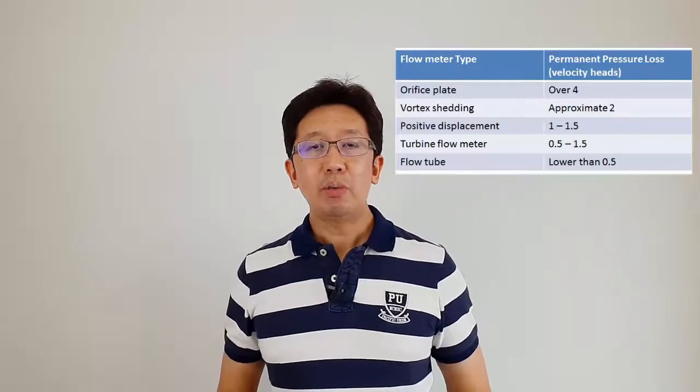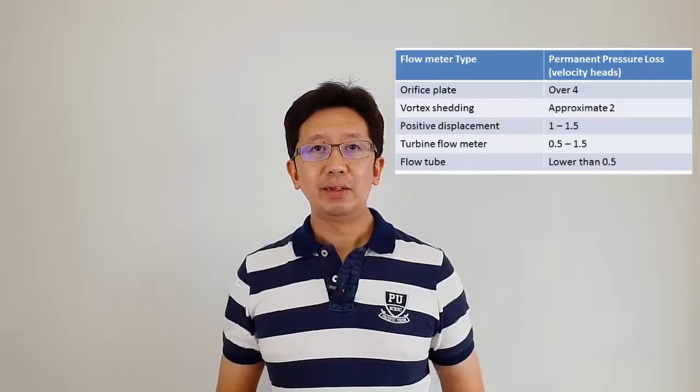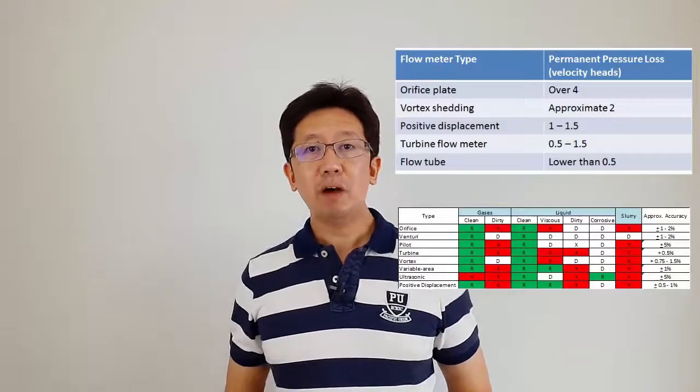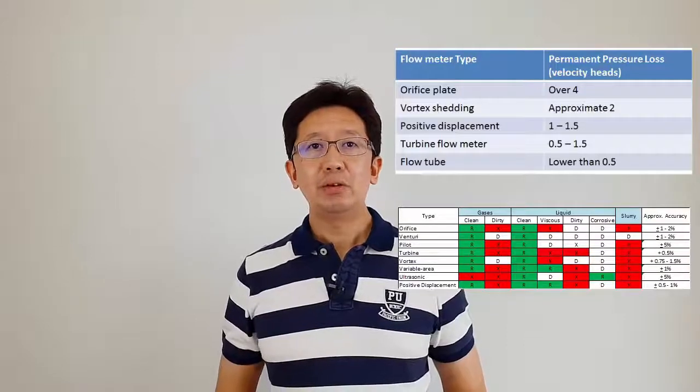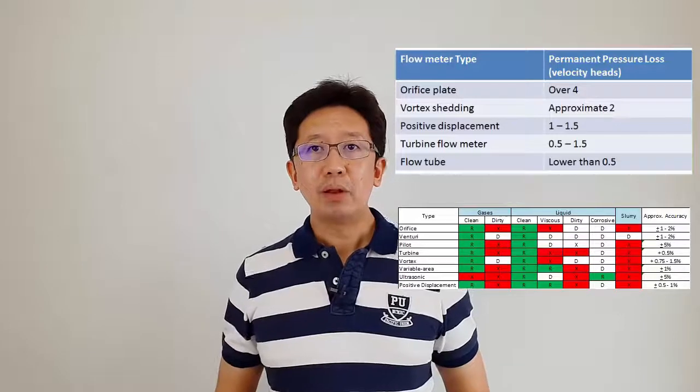And if we want to compare accuracy, this is a table comparing the accuracy of flow meters such as the turbine and vortex. You can see the turbine and vortex are very good in terms of accuracy.